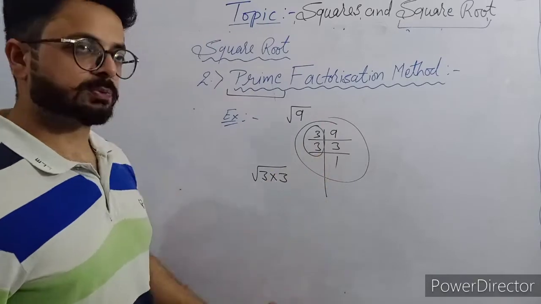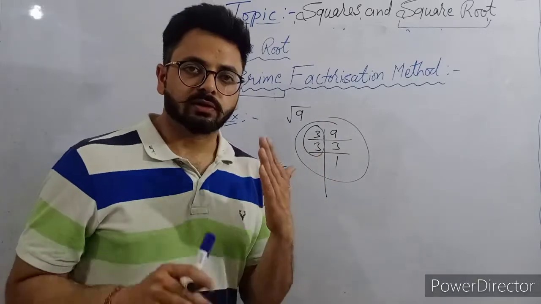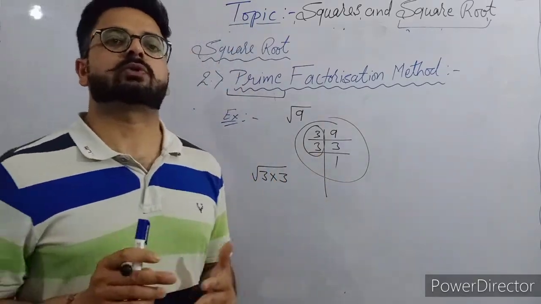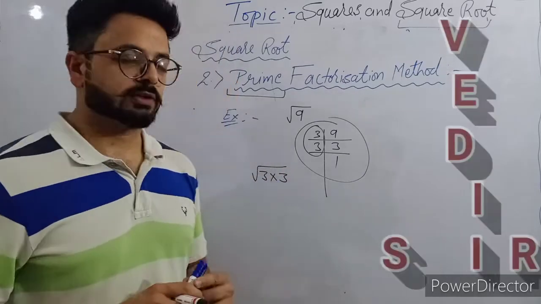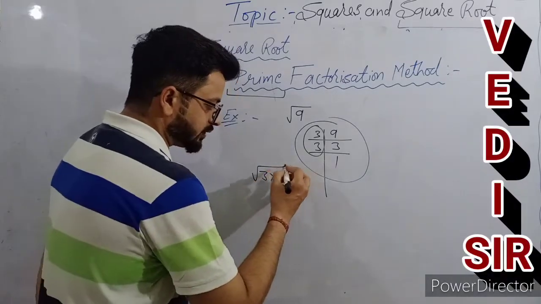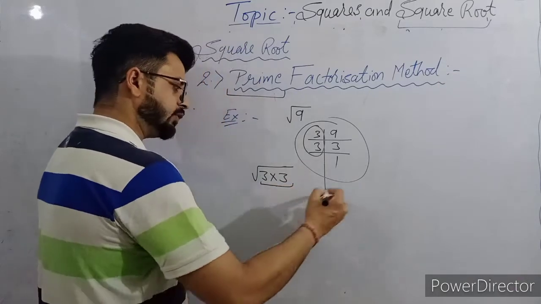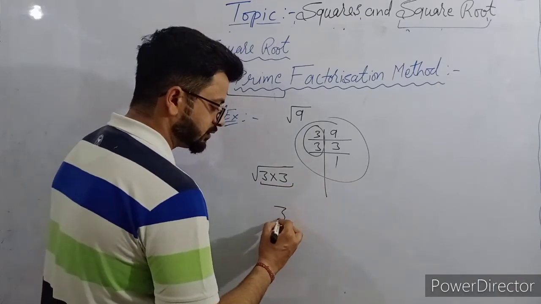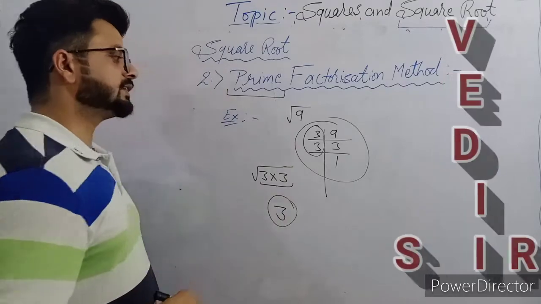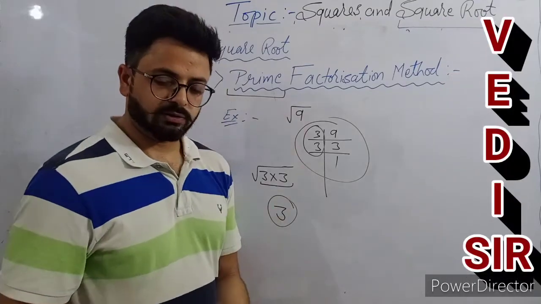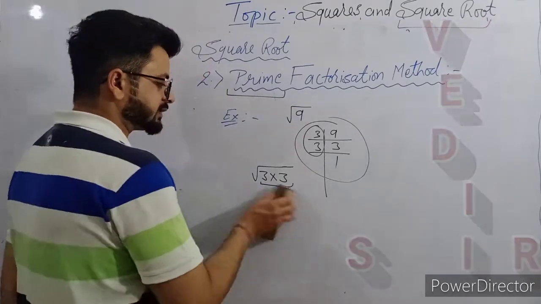Now with the help of this prime factorization method, we will find the square root of a perfect square number. Notice one thing: whenever we get one pair, you take out one value outside the pair. So 3 is the square root of 9. Okay, one more example I am giving you.